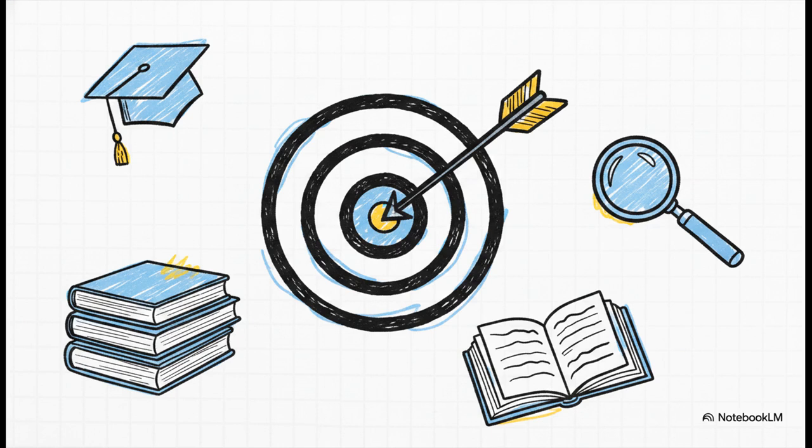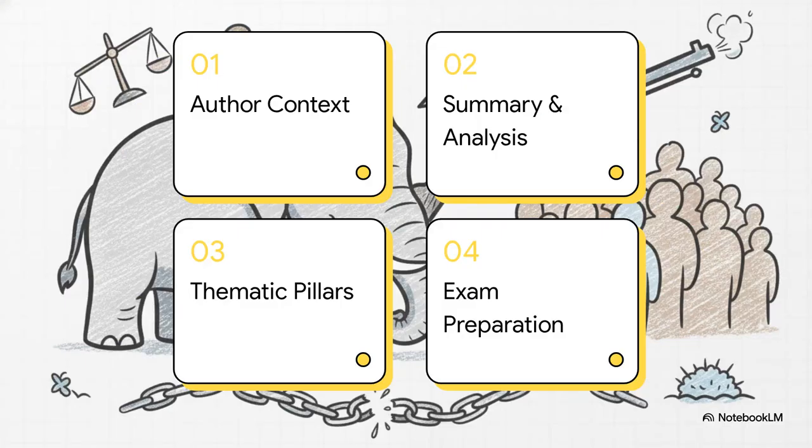But hey, even if you're just a massive Orwell fan, taking a peek at how his work gets dissected academically, it actually reveals a whole lot about his genius. Okay, let's dive into this. Our roadmap today is pretty straightforward. First up, author context, then summary and analysis, followed by thematic pillars, and wrapping up with exam preparation.